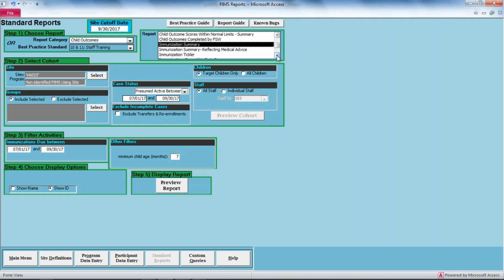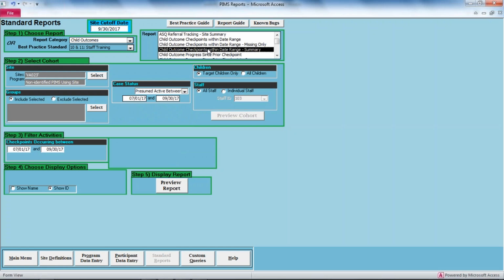Next, the child outcomes that we look at would be the child outcome checkpoints within the date range. This is the report that you run to examine the outcome for completion of Ages and Stages. That's the main thing that you're looking at on this report, because it's whether they got the report done within the specified date range that you look at down here.